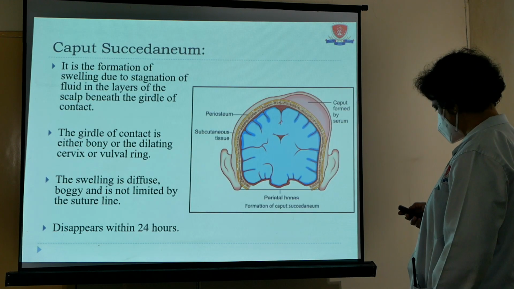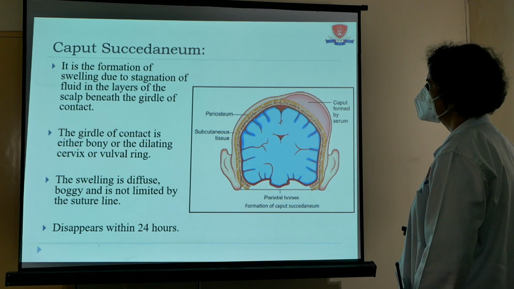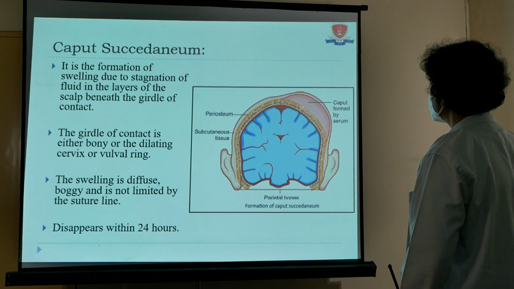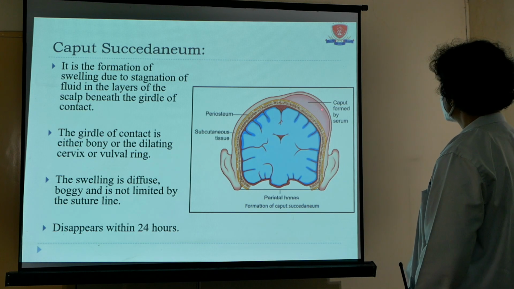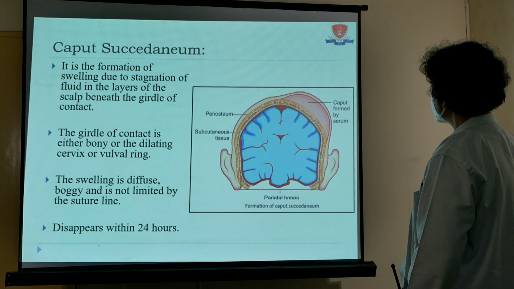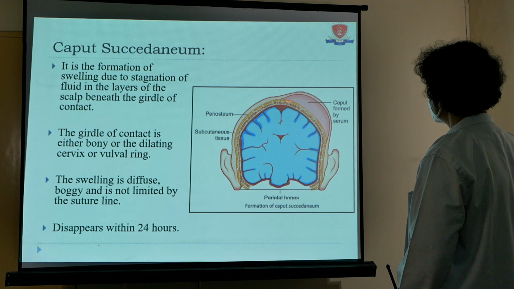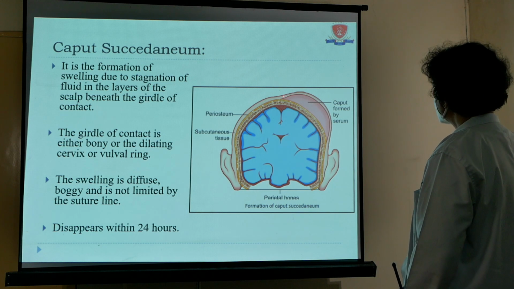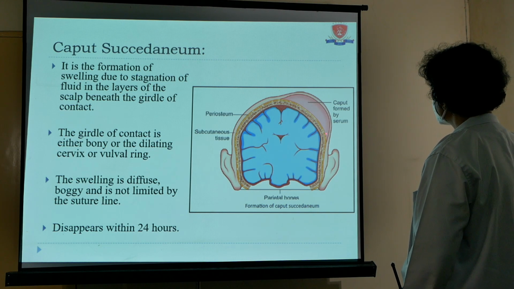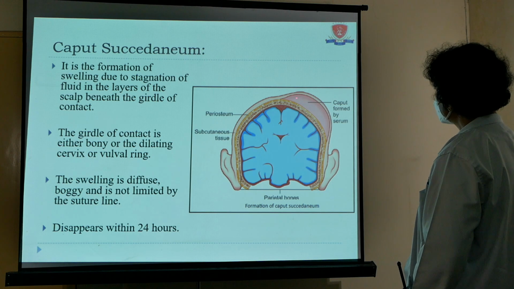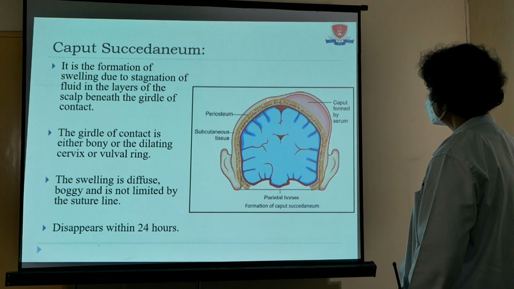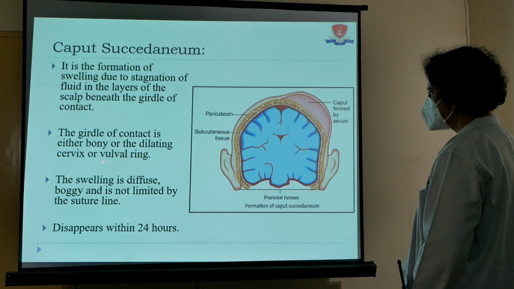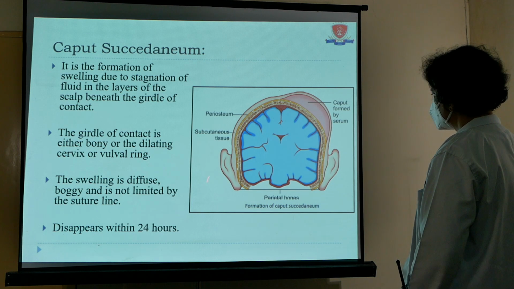So caput succedaneum, what is it? It is the formation of a swelling due to stagnation of fluid in the layers of the scalp beneath the girdle of contact. Girdle of contact means when the head comes into the diameter of the pelvis, that is the girdle of contact. So when it comes in contact, then it is a soft tissue swelling and it disappears within 24 hours. It is not bounded by bony marking and it is just a subcutaneous swelling, and it disappears within 24 hours.